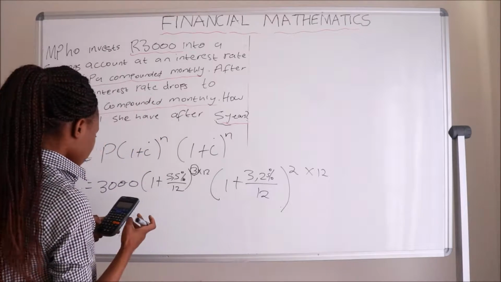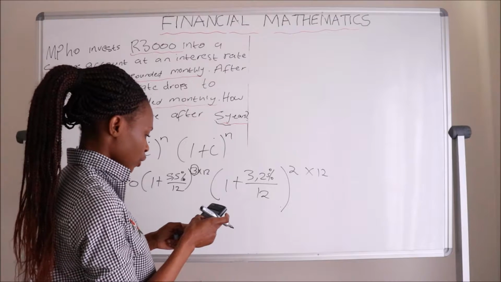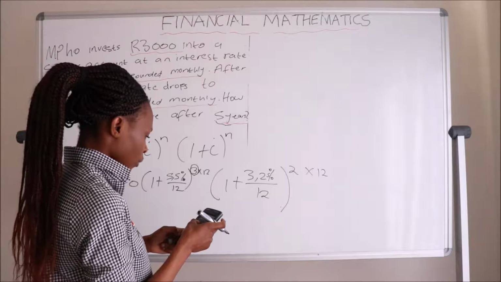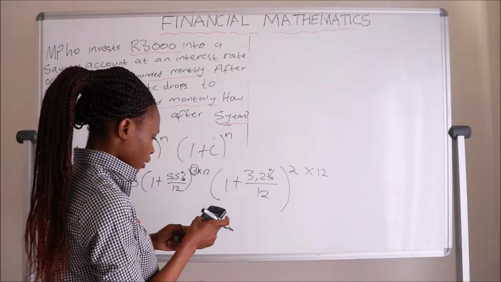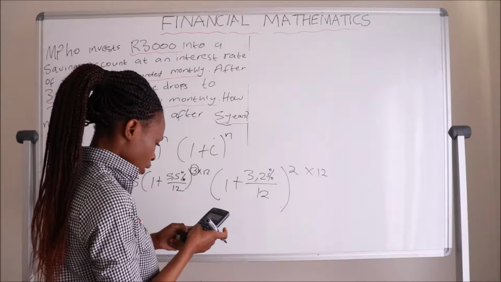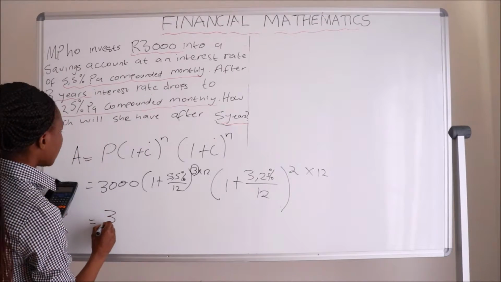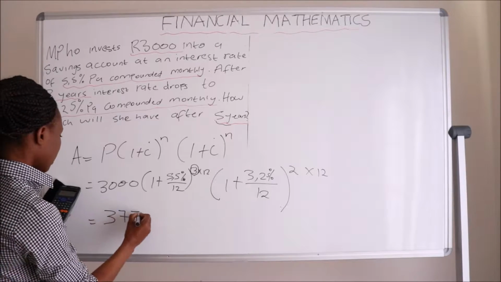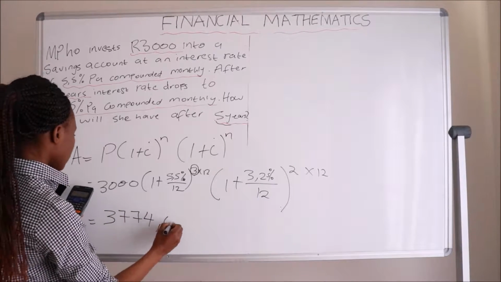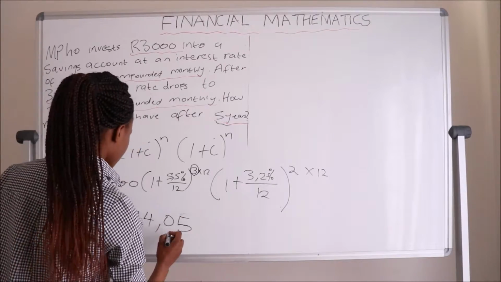Oh god, what did I do? It's giving me a very huge number. Okay, I see what the mistake is. That was 5.5%. Then here the investment is actually 3,774.05.